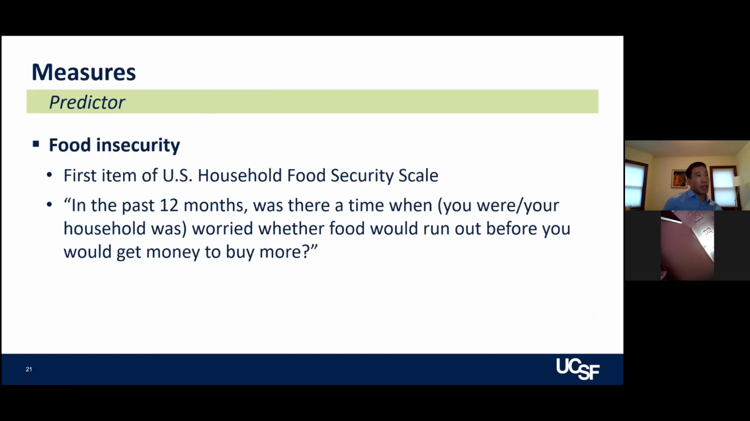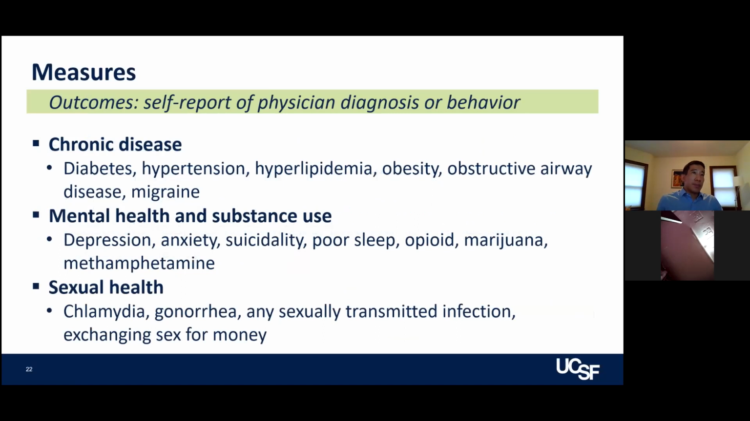So they used the first item of the US household food security scale: in the past 12 months, was there a time when you or your household was worried about whether food would run out before you would get money to buy more? And I mentioned already, we looked at chronic disease, mental health, substance use, and sexual health outcomes.